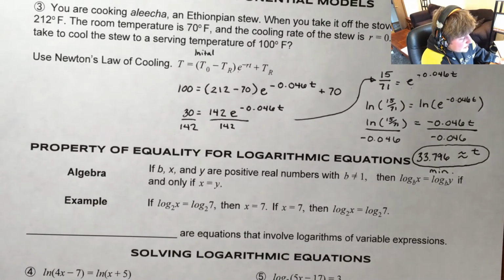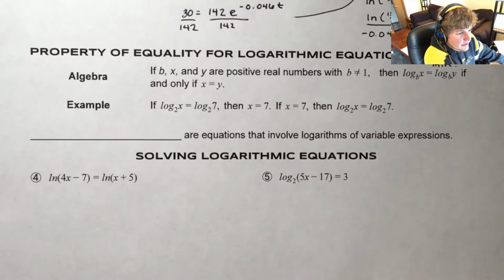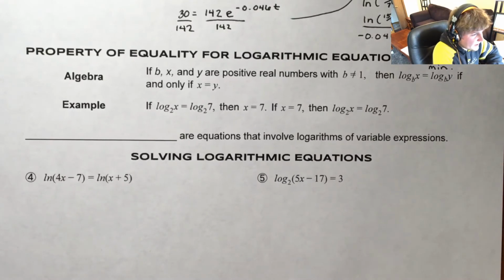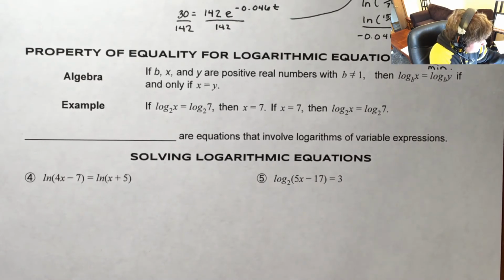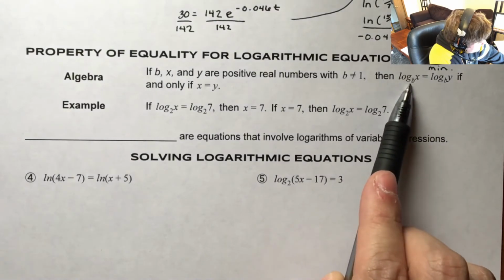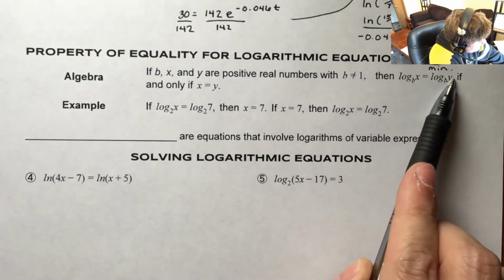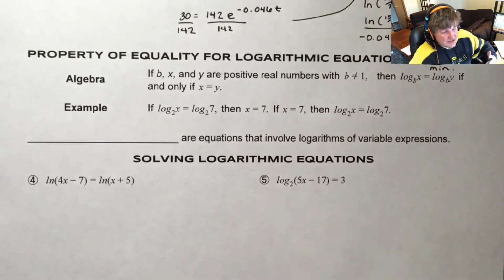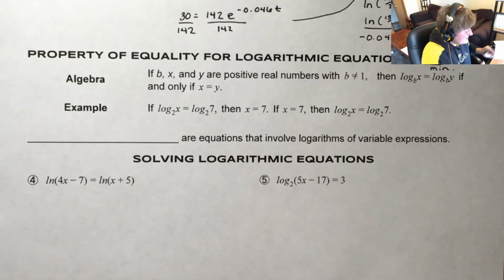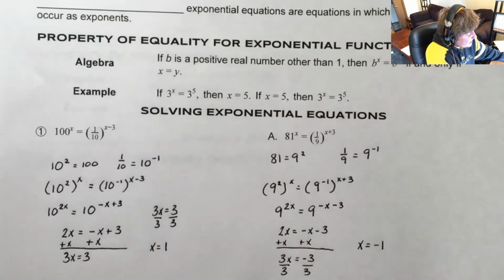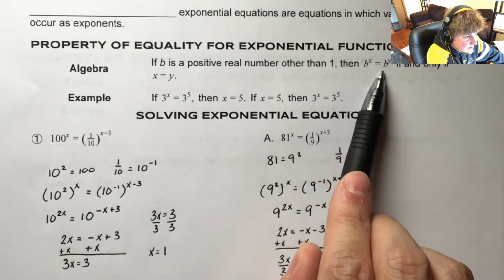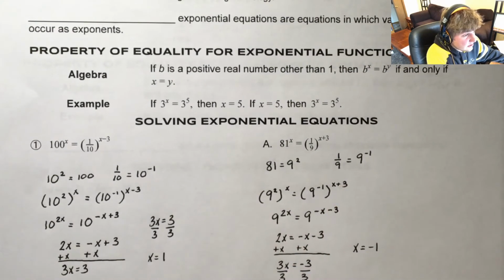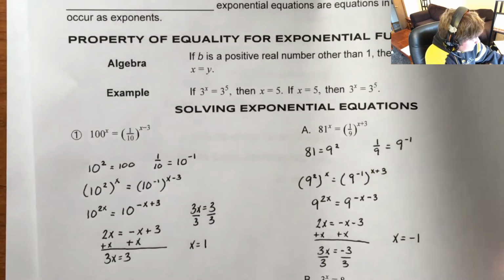Okay, so moving on to logarithmic equations. If b, x, and y are positive real numbers, but b is not 1, then log base b of x is equal to log base b of y if and only if x and y are equal to each other. This one has a lot more going on, but fundamentally it's the same as the previous example, where if I have the same base raised to an exponent, those exponents have to be equal to each other.